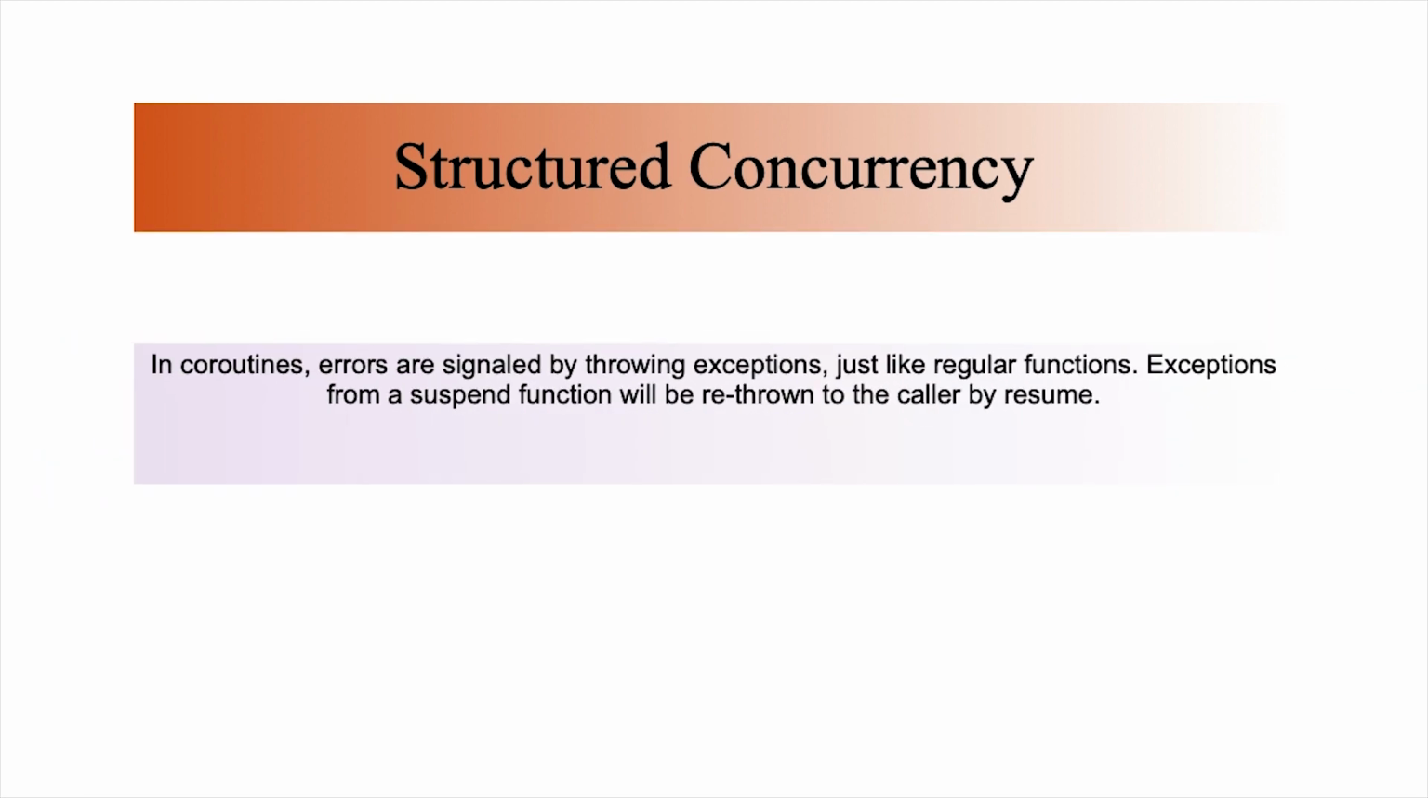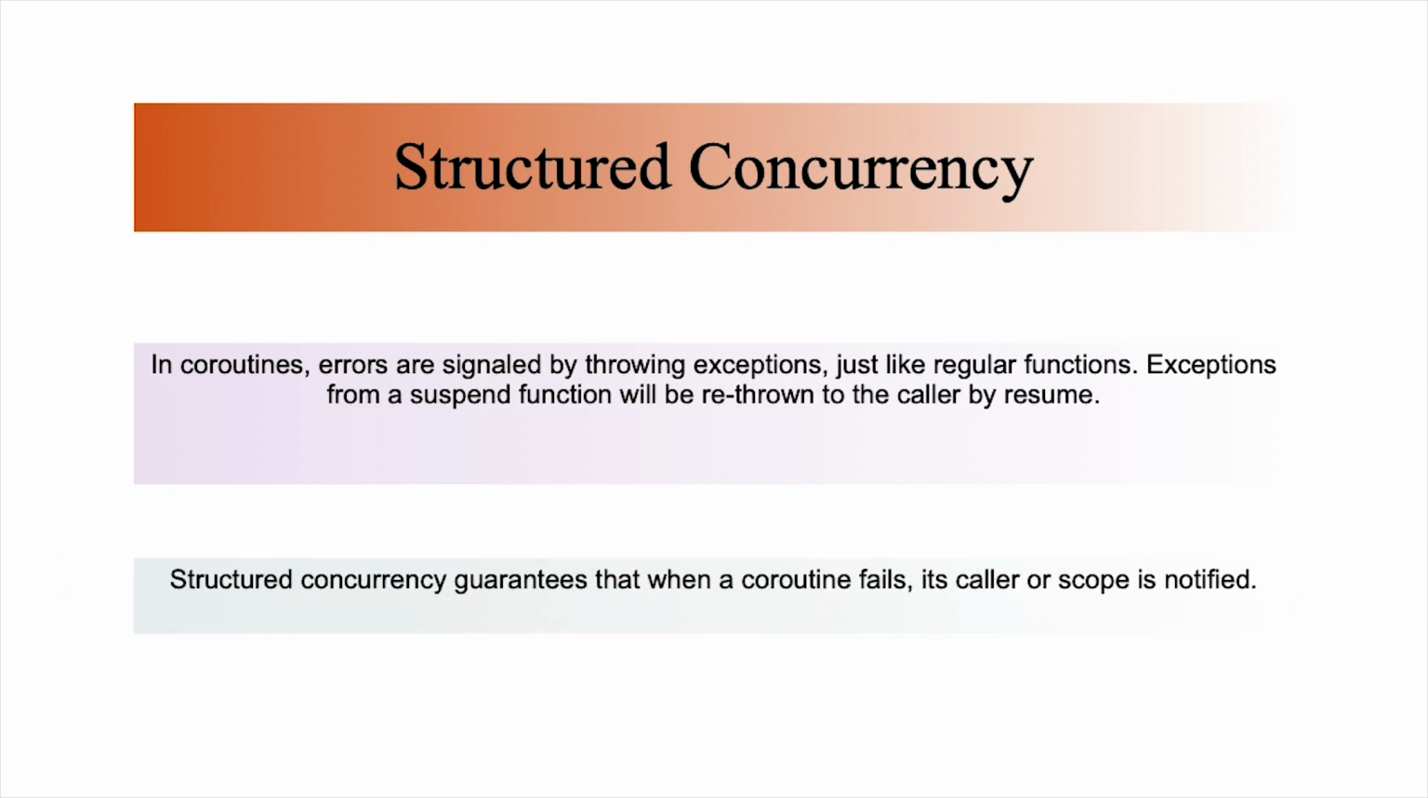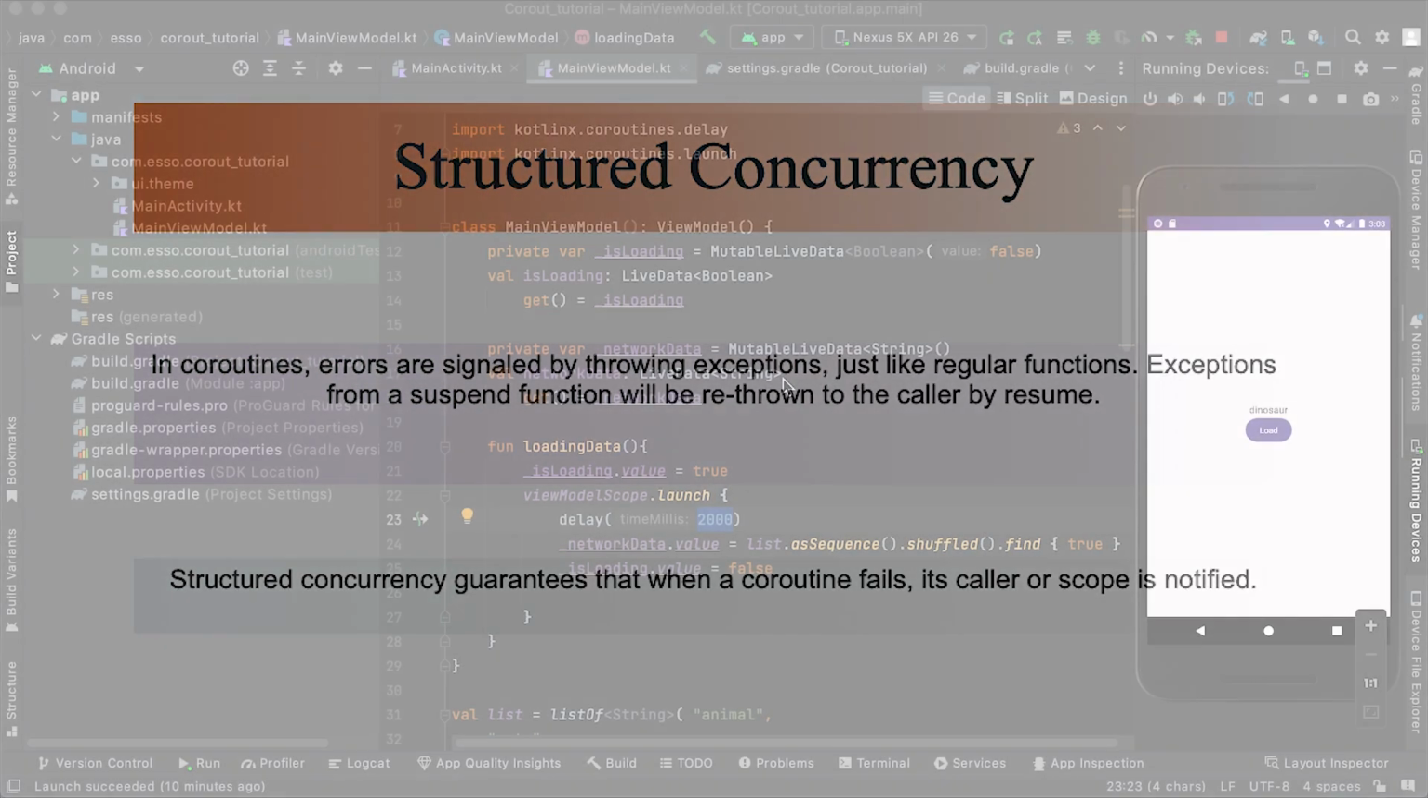In coroutines, errors are signaled by throwing exceptions, just like regular functions. Exceptions from a suspend function will be rethrown to the caller by resume. Structured concurrency guarantees that when a coroutine fails, its caller or scope is notified.